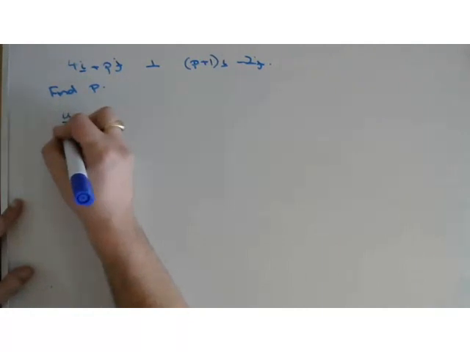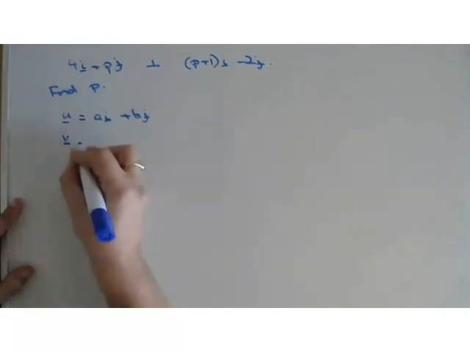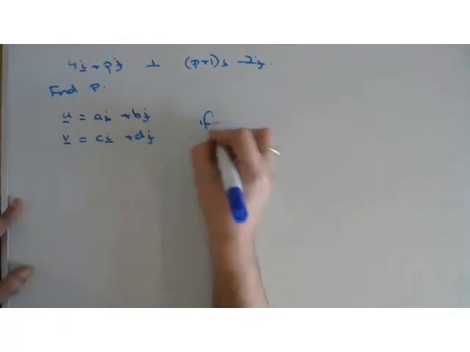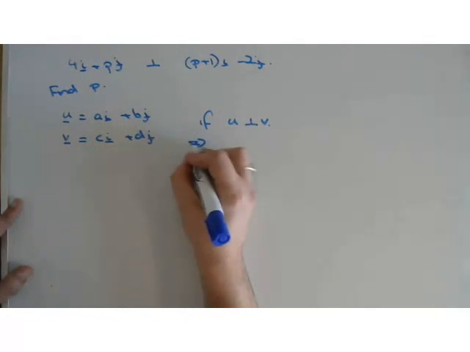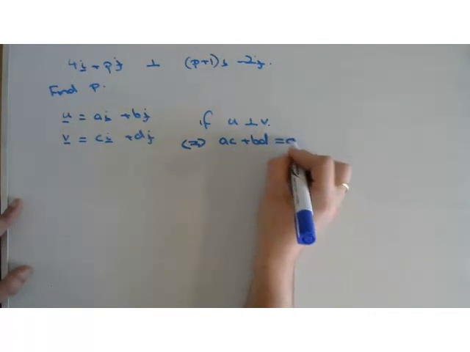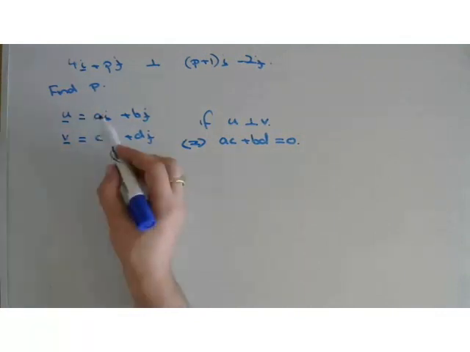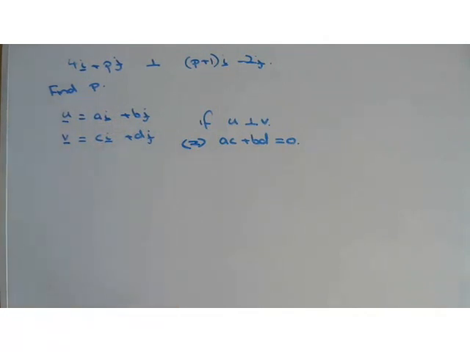I said, if you have two vectors, u and v, and if u is perpendicular to v, then AC plus BD equals 0. So you multiply the i's, you multiply the j's, add them, and if you get 0, they're perpendicular to each other. We're going to use that now to find what p is.